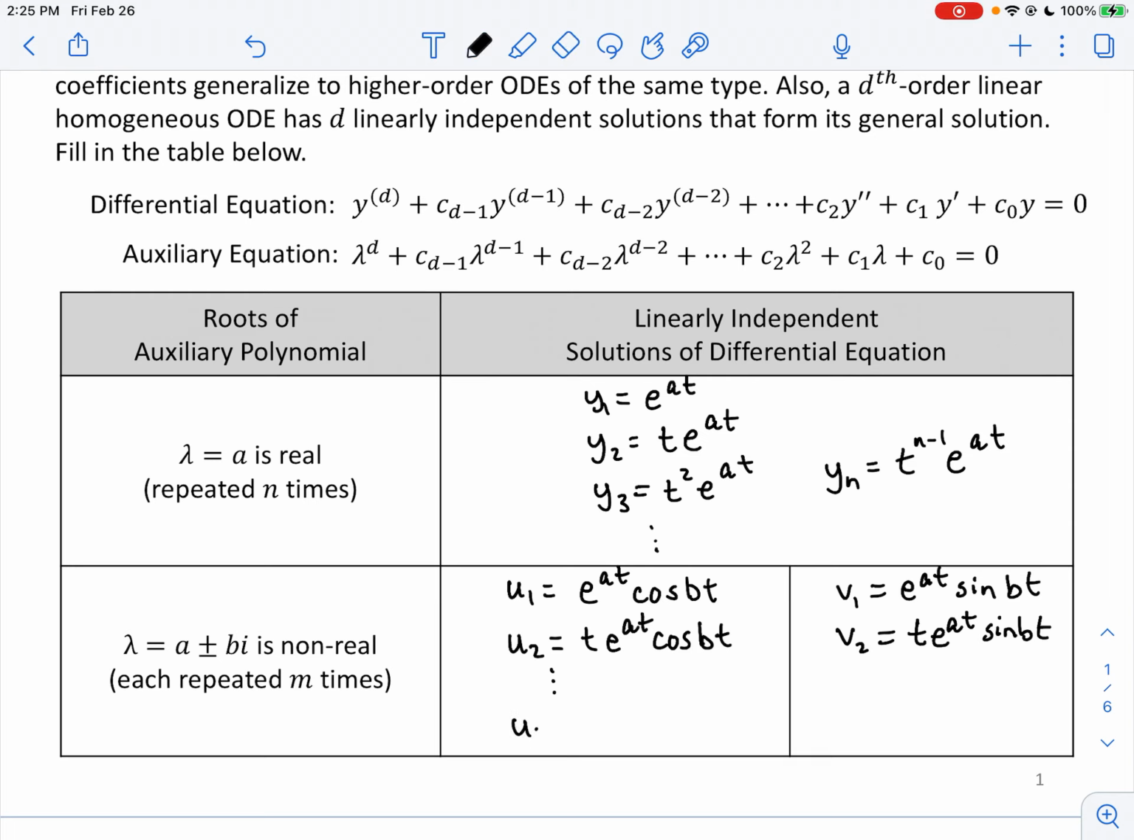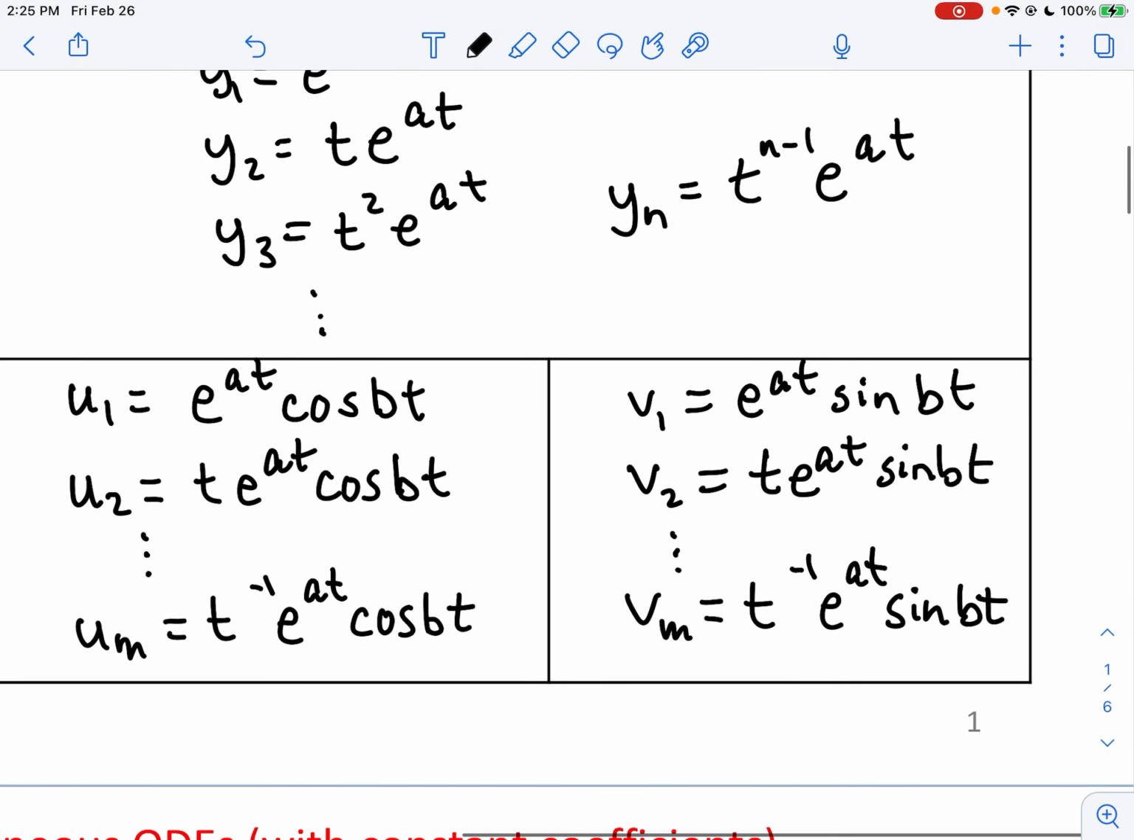So that u sub m would be t raised to the m minus 1, e raised to the at times cosine bt, and v sub m would be t raised to the m minus 1, e to the at times sine bt. And I wrote n's here. Those should be m's, because we're stopping at the mth, not nth. So make sure these are m's.